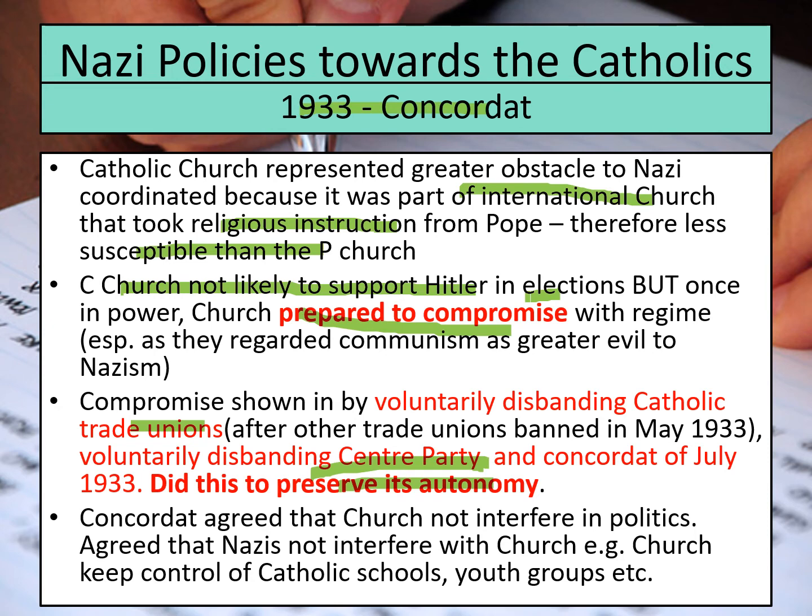The Concordat agreement, which you should know from Unit 3.4, was an agreement that the Church would not interfere in politics as long as the Nazis agreed that they would not interfere with the practices of the Church. For instance, they were supposed to leave things like the Catholic youth groups alone, Catholic schools, and to try and make sure that they preserved the Catholic traditions amongst some sections of society in Germany.